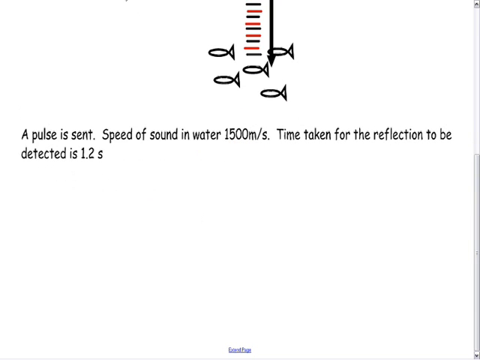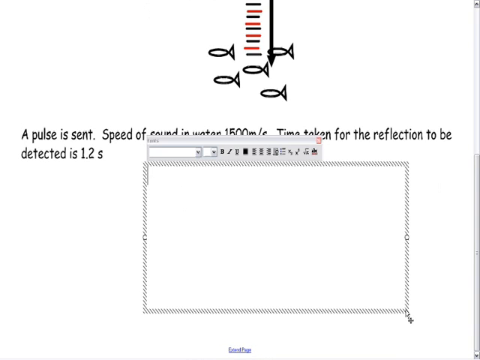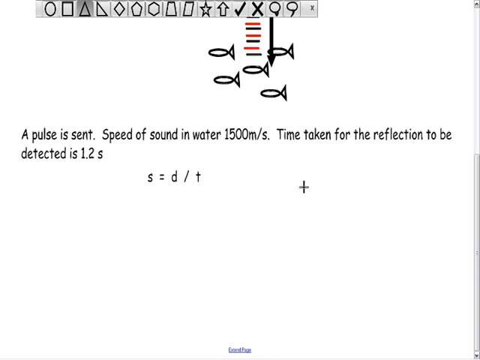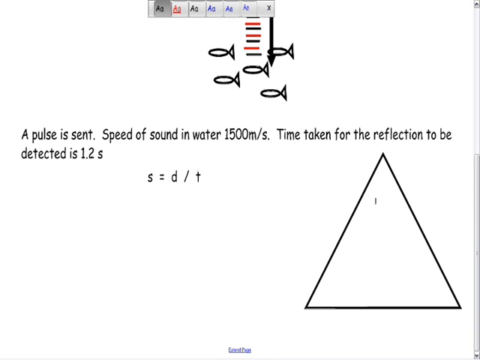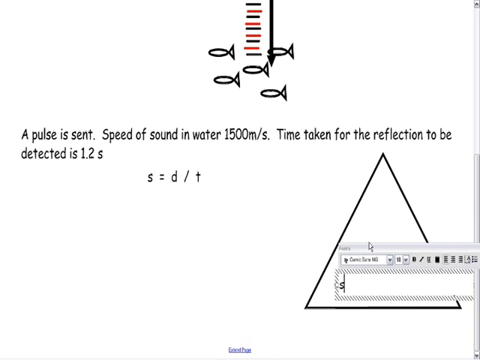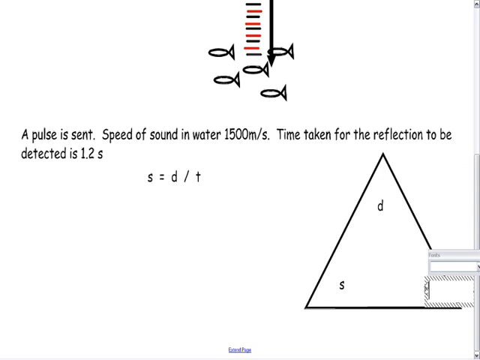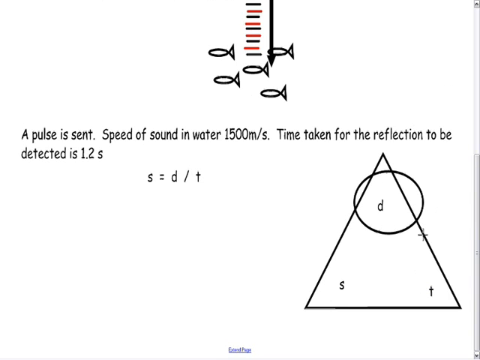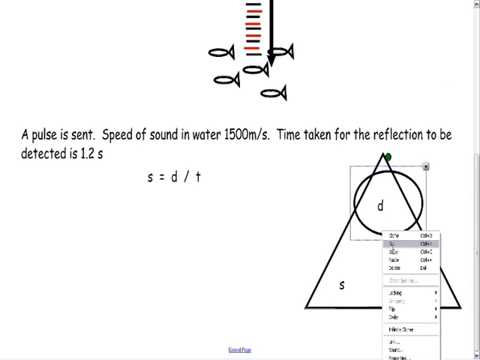What we're going to try and do is find out how far away the fish are. We use speed equals distance divided by time. For the mathematically not so confident, that is our triangle over here, where we have speed, distance, and time. I'm looking to find the distance, so I'm going to cover up distance. So let's just do that.